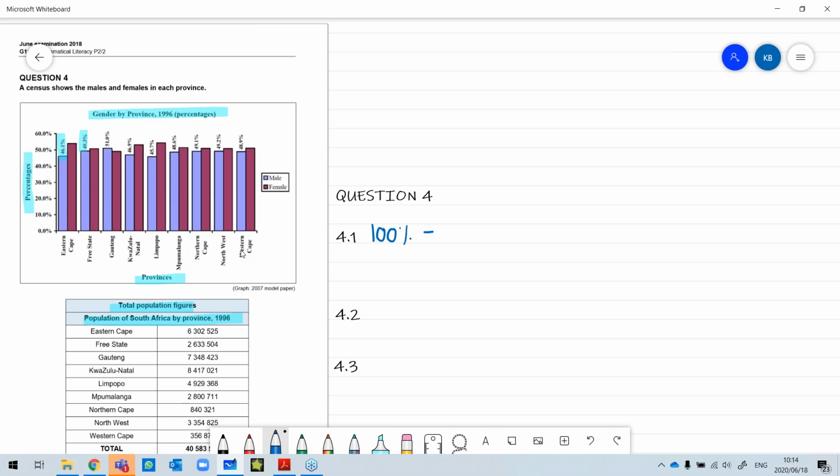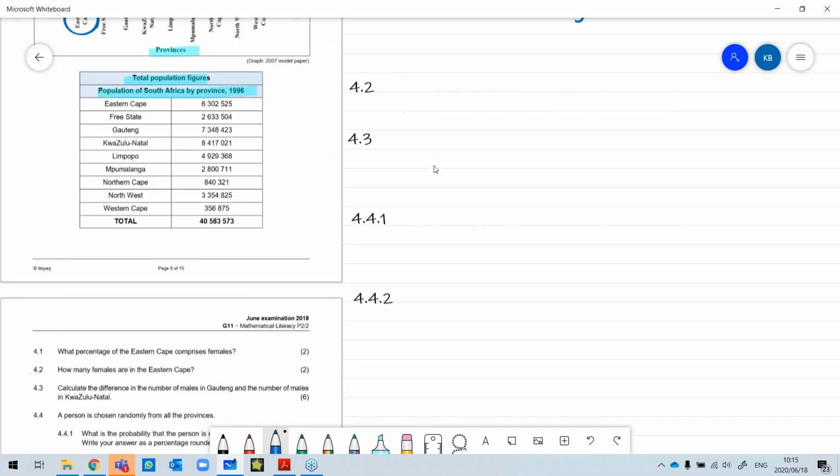We do have the percentage of males in the Eastern Cape. Remember Eastern Cape, which is 46,1%. If we subtract those two values from 100, it gives us an answer of 53,9%. And that is then the percentage of females. Okay, question 4.2. Let's quickly have a look.